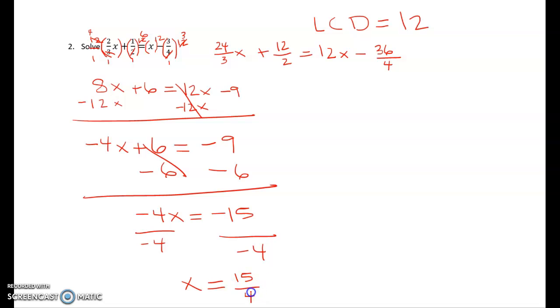15 fourths. I did accept this in decimal form, but I would recommend just leaving it as an improper fraction, especially because the original problem was given to you as a fraction. So again, find your LCD, multiply every single term by that LCD, and then you just simplify that and solve. Hopefully this helps.